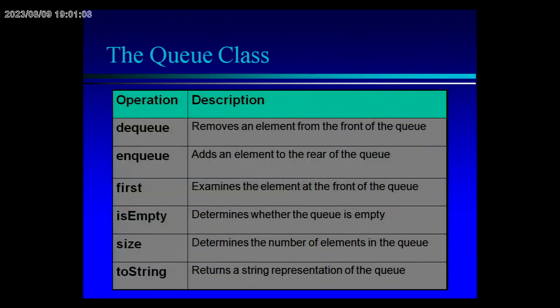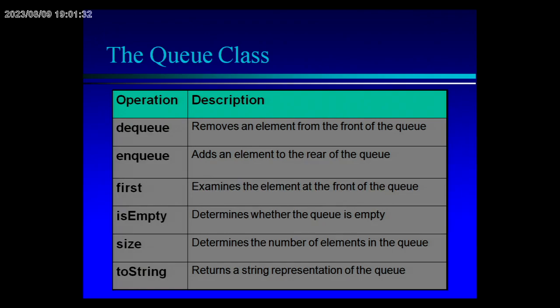So what are the queue operations involved? Enqueue, dequeue, first, is empty, size, to string. Already we discussed dequeue and enqueue operations. Then what is meant by first? The first operation denotes the first element, which is the front of the queue. Is empty tells whether my queue is empty or not.